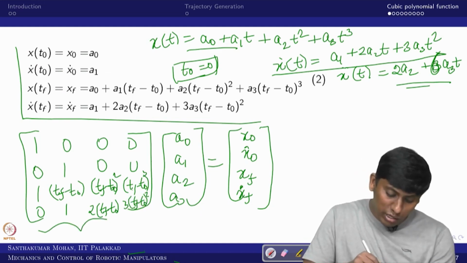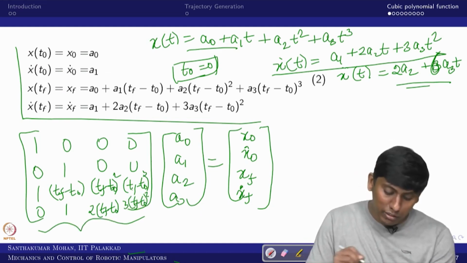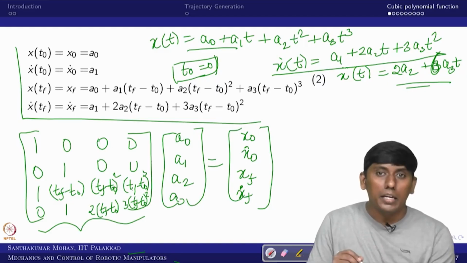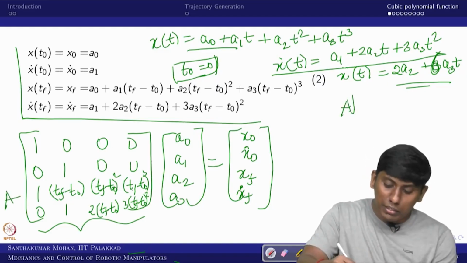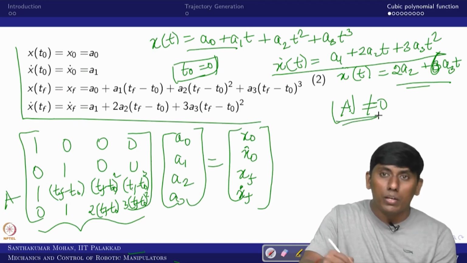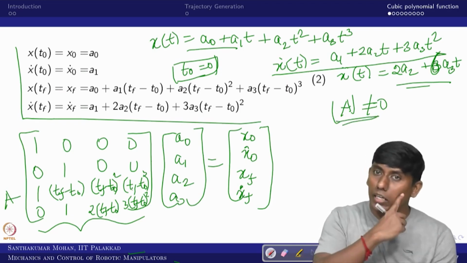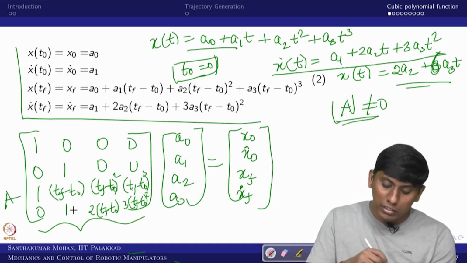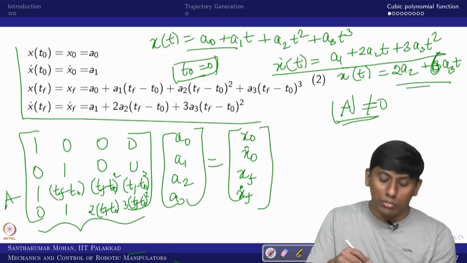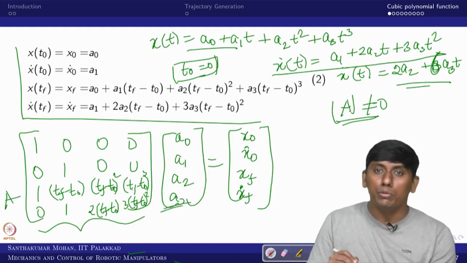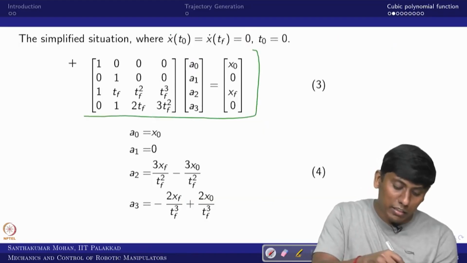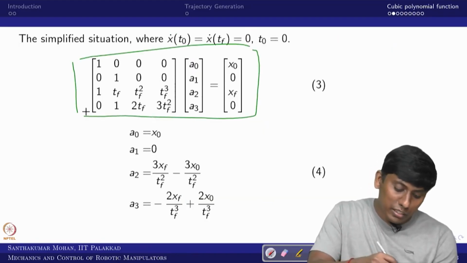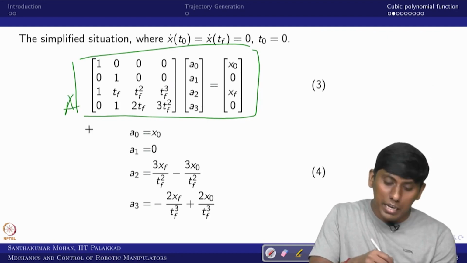Now the rows are linearly independent. This matrix I call A. So the determinant of A is non-zero. In that sense, if I take the inverse of this and multiply with this, that will give a0, a1, a2, a3. So that is what we are doing. You can see I take this A inverse and multiply with this, and I can do it.